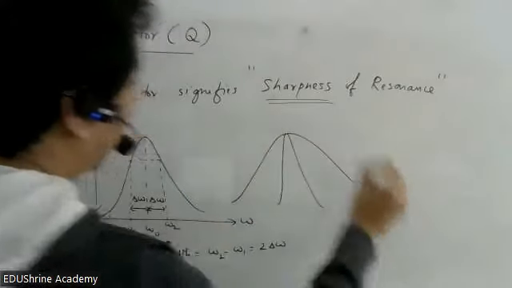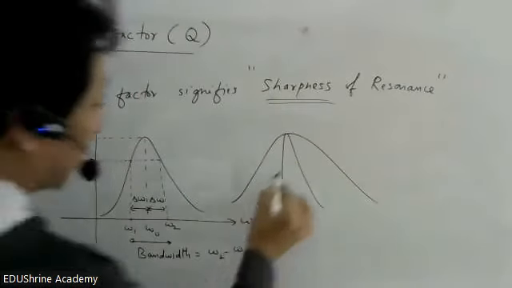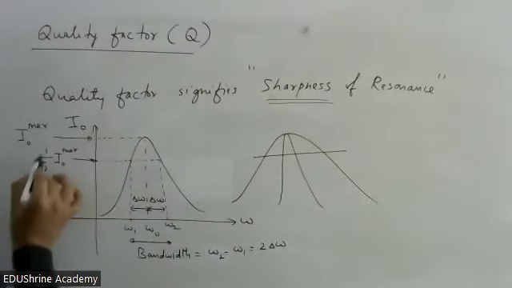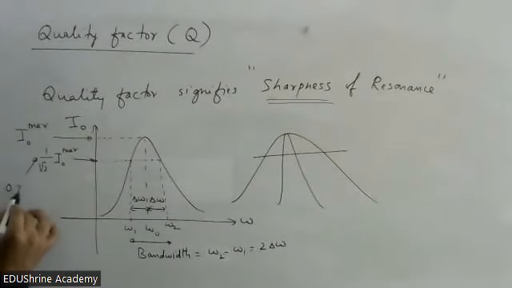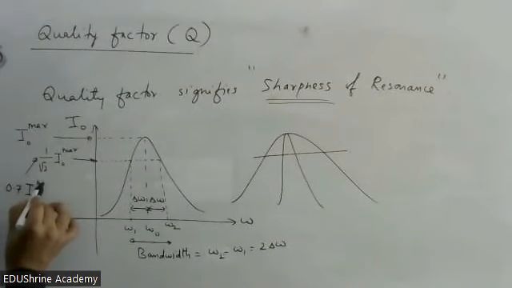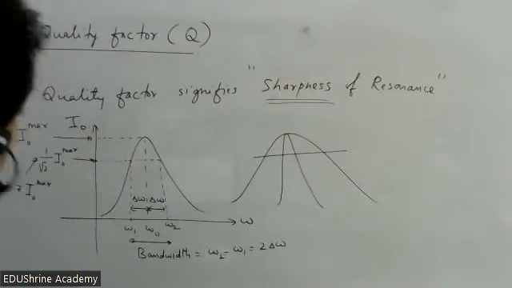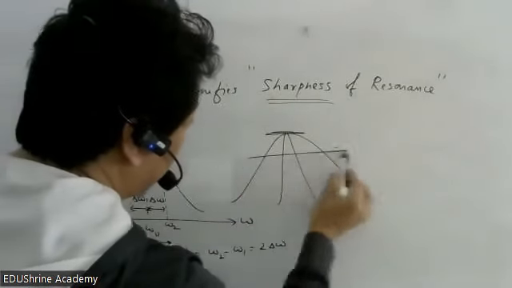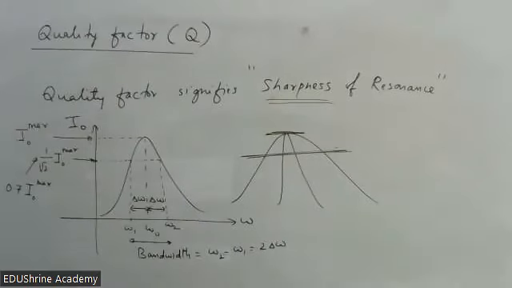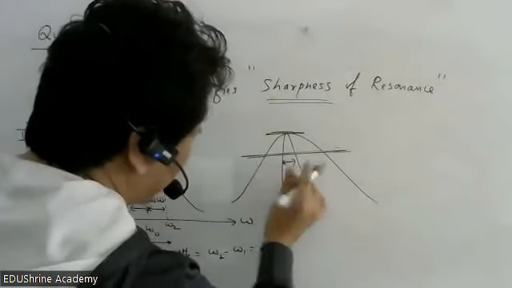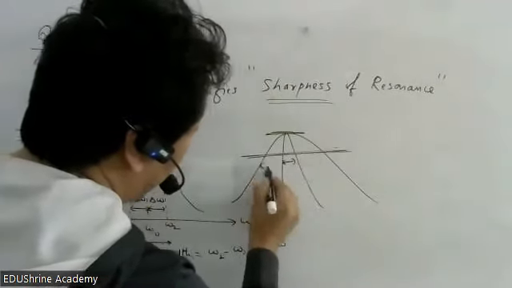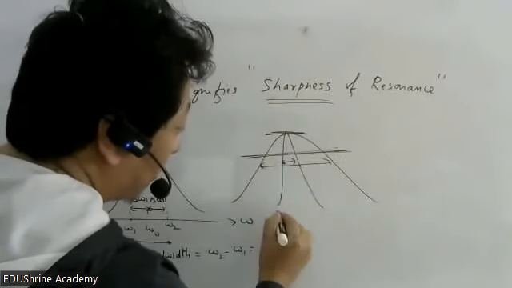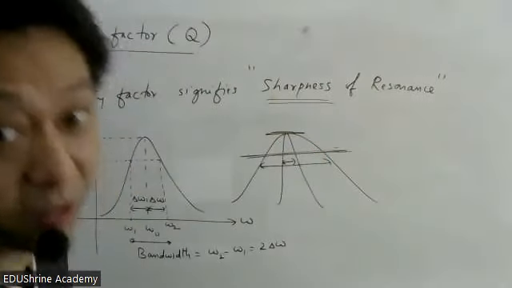Think of one graph like this. Think of one graph like this. You can see for this graph, this will be your zero. This is almost 0.7. Actual value is 0.707. So this point is somewhere here. This is your maximum. This is your 0.707 times maximum. So this is bandwidth of the first graph. This is bandwidth of the second graph. So you can see smaller bandwidth corresponds to more sharpness.